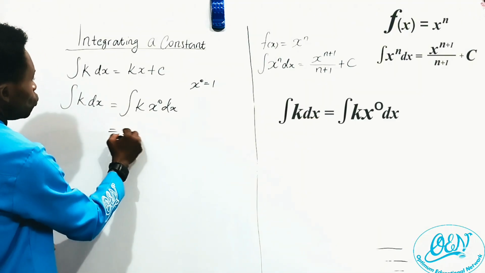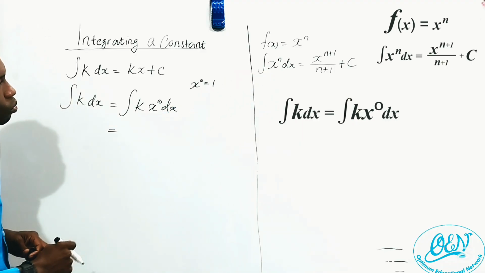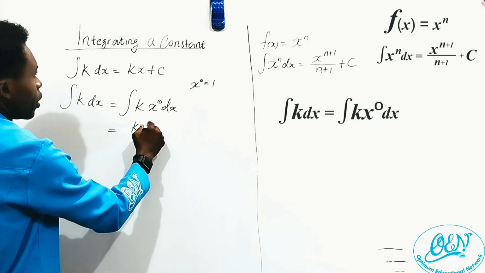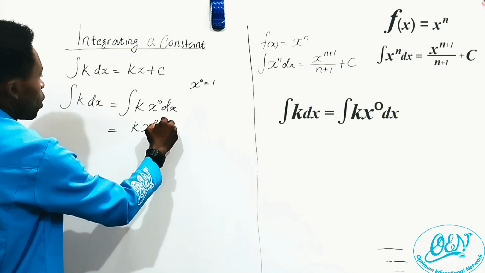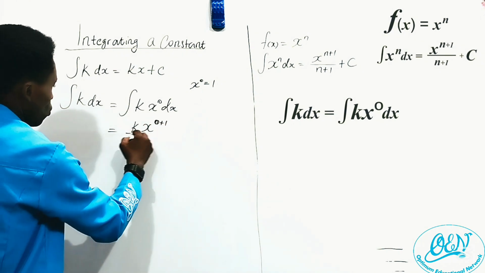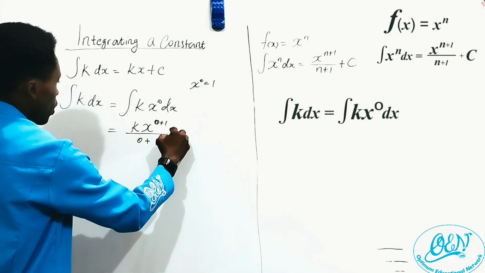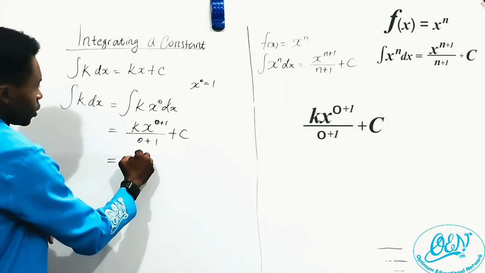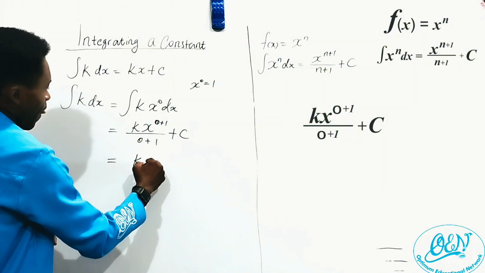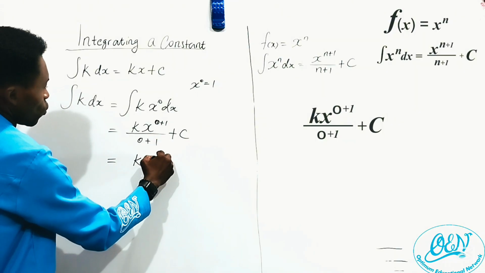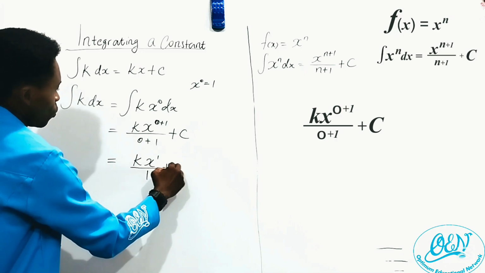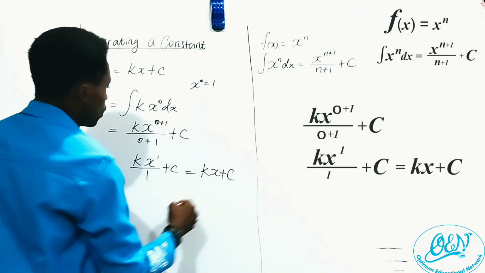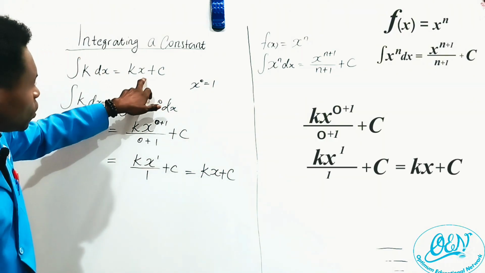So this will now come down to, we'll follow this integration process. We'll have k x raised to the power 0 plus 1, then we'll divide by 0 plus 1, and we can add our c. Now this is going to give us k x, because this will now become 1 over 1, plus c. So we'll now have kx plus c. So this is the reason why we have this.